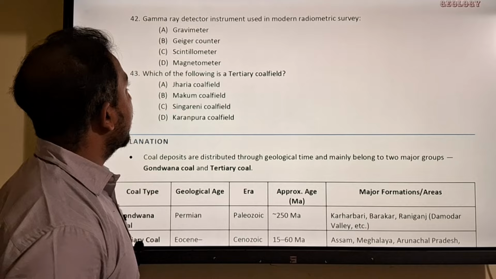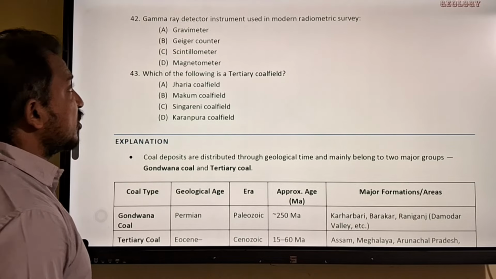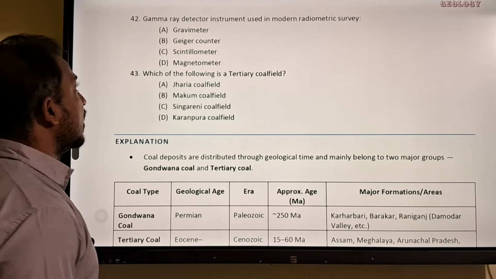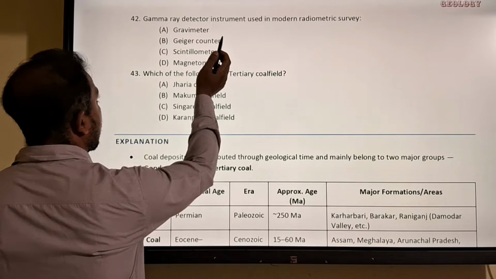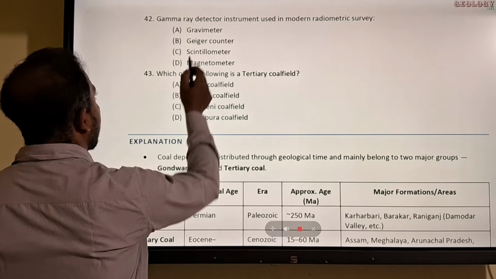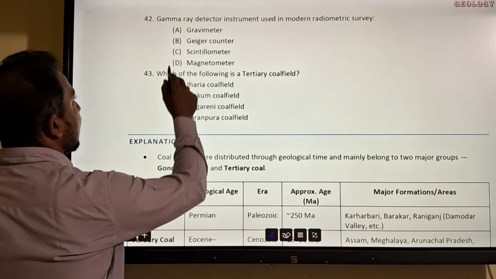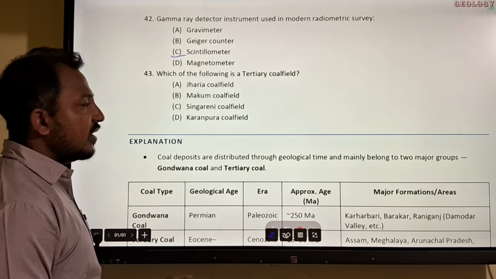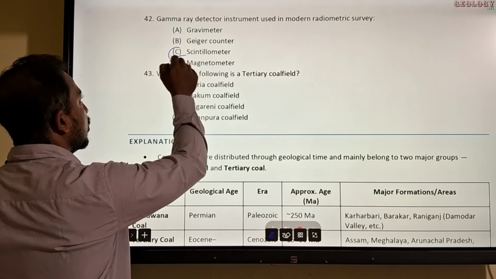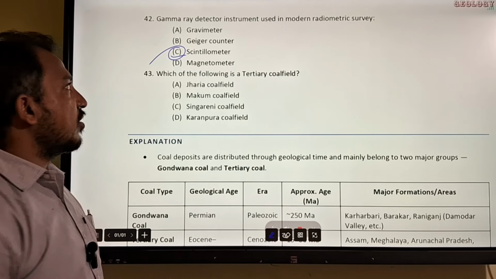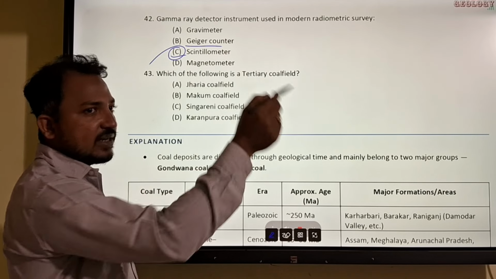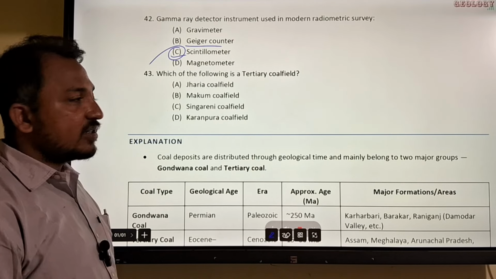So next question, the gamma ray detector instrument used in modern radiometric survey. In radiometric survey we use two instruments, Geiger and scintillometer. In the modern technique we will use the scintillometer. So remember, the scintillometer is used in modern technology. The Geiger counter was used in ancient times, which is not that sensitive.